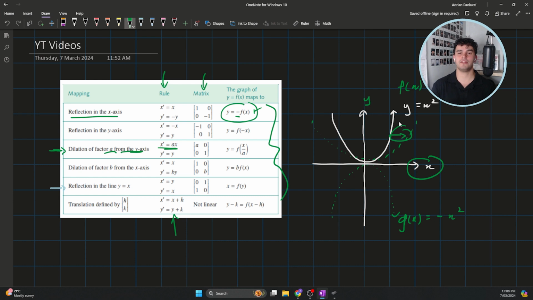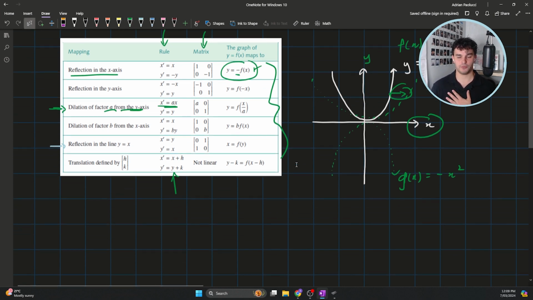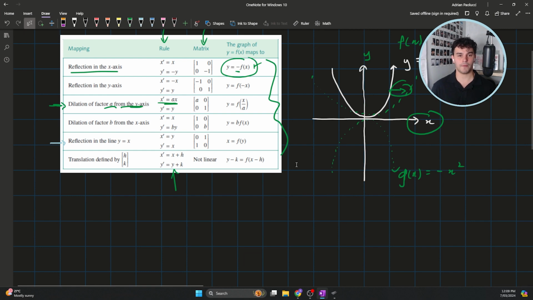So sometimes they might represent dilations as from the y-axis or in the x direction. They're actually both the same. From the y-axis or in the x direction, they're both the same. Okay, don't confuse from the y-axis as in the y direction. They're not the same thing. So from the y-axis is the same as in the x direction. From the x-axis is the same as in the y direction. Just to clarify that for a lot of people who might be confused with that. And personally, I was confused with that when I was doing VCE methods as well.